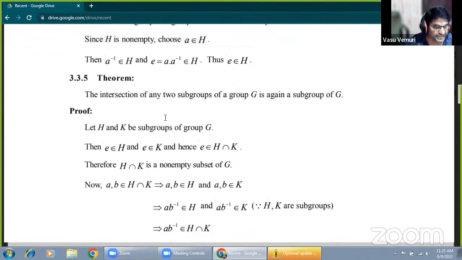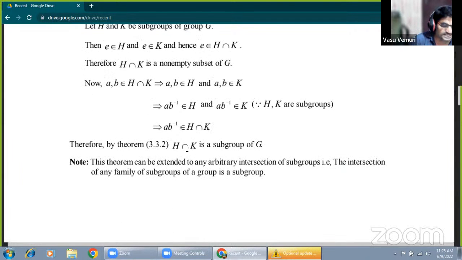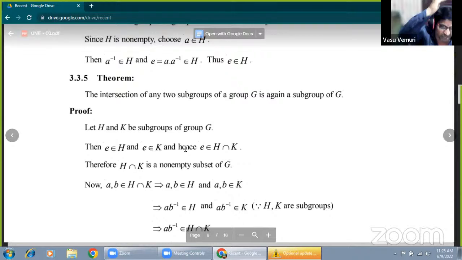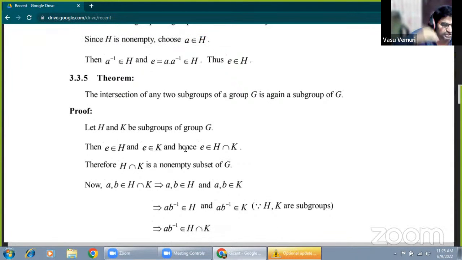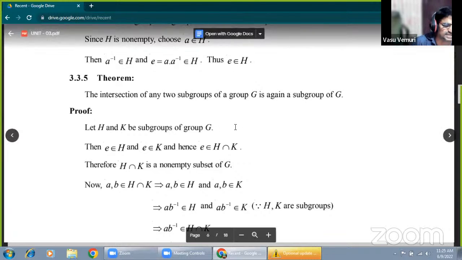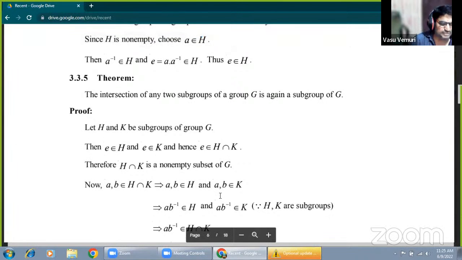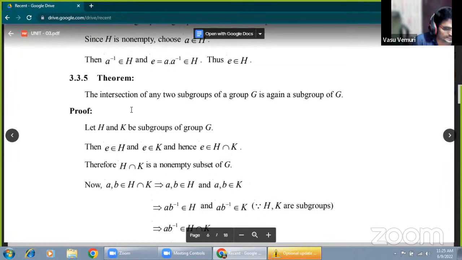The intersection of any two subgroups of a group capital G is again a subgroup of G. Students, this is not a learn-by-heart concept. Especially in this part of the subject, there is no doubt about it. These theorems are not to be learned by heart. According to the subject concept, they are easily understood, and you must mention the steps automatically. Okay. The intersection of any two subgroups of a group capital G is again a subgroup of G.